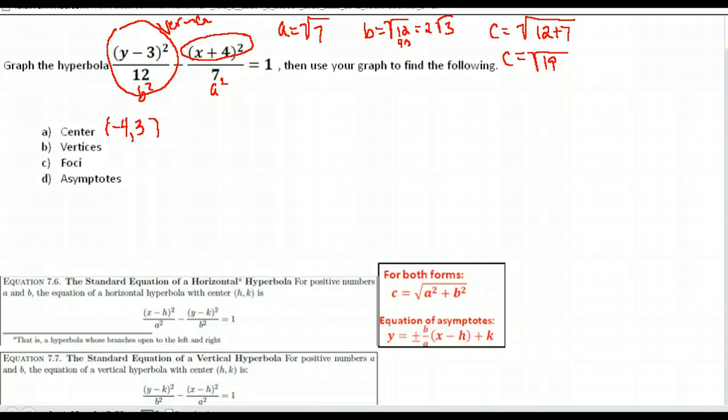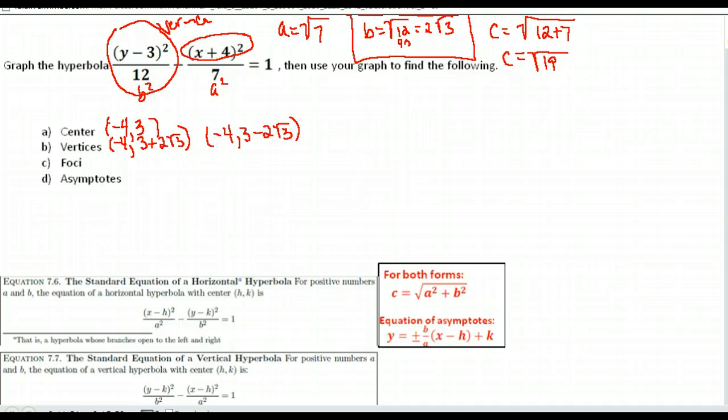So for my vertices, since this is vertical, I'm going to add and subtract b from the y coordinate of my center. So my vertices will be at -4, 3 plus 2 root 3, because that was my b value, and -4, 3 minus 2 root 3. Okay, the focus points, we use the value for C, so they'll be at -4, 3 plus the square root of 19, and the other will be at -4, 3 minus the square root of 19.